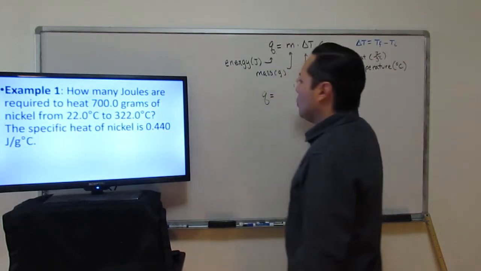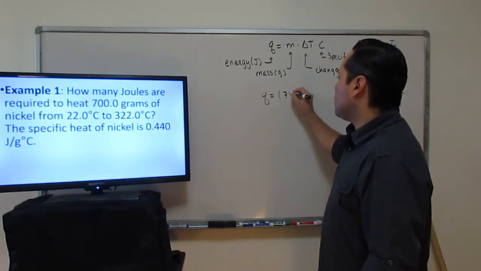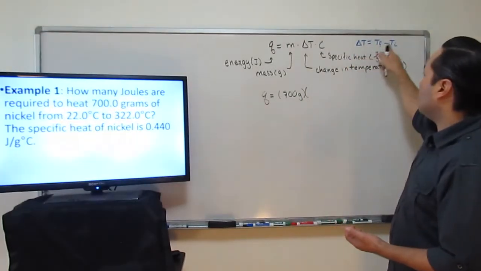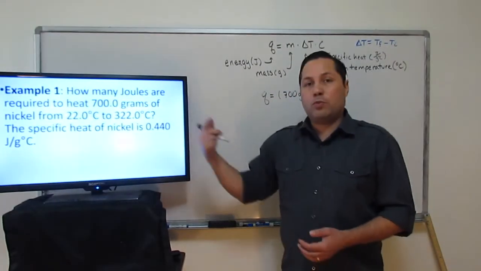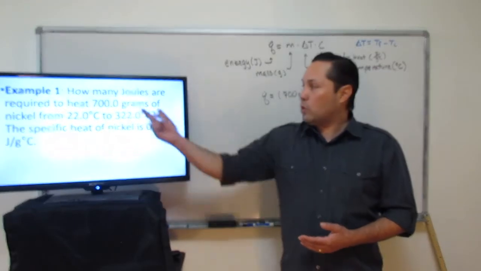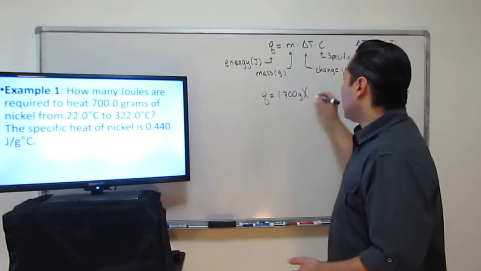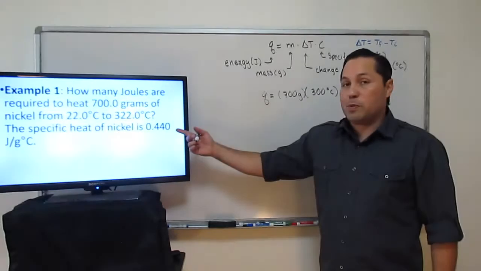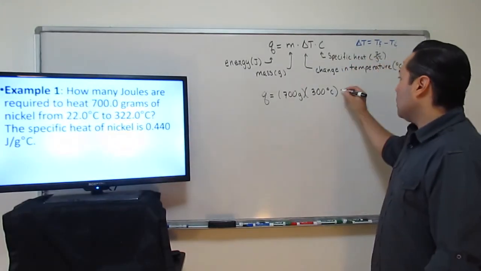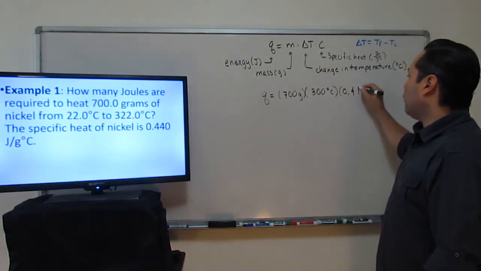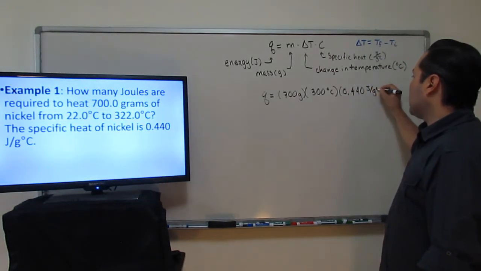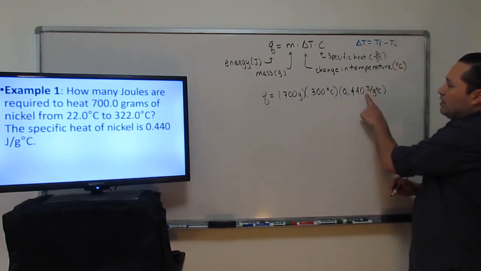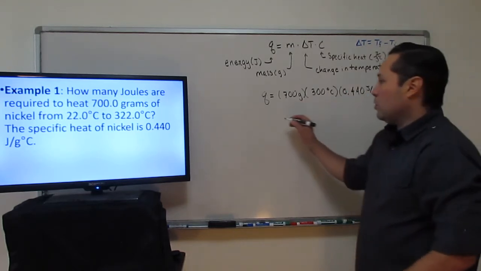Q is equal to the mass, which is 700 grams. The change in temperature, again, is just final minus initial. So the final temperature was 322 minus 22, which is our initial temperature. That gives us a change in temperature of 300 degrees Celsius. We're going to multiply that times the specific heat of this metal nickel, which is 0.440 joules per gram times degrees Celsius. Notice that the grams and the degrees Celsius will cancel out, leaving behind just joules as our only unit.